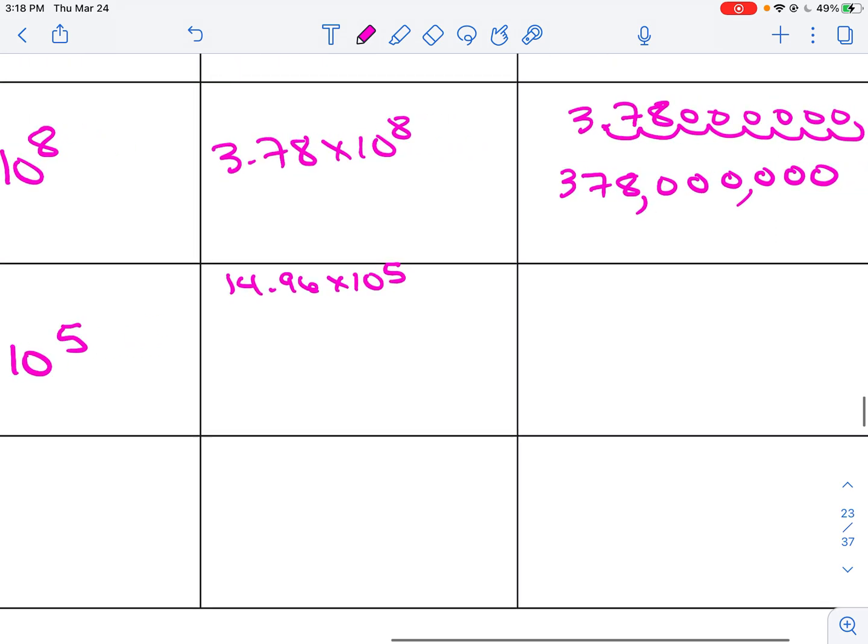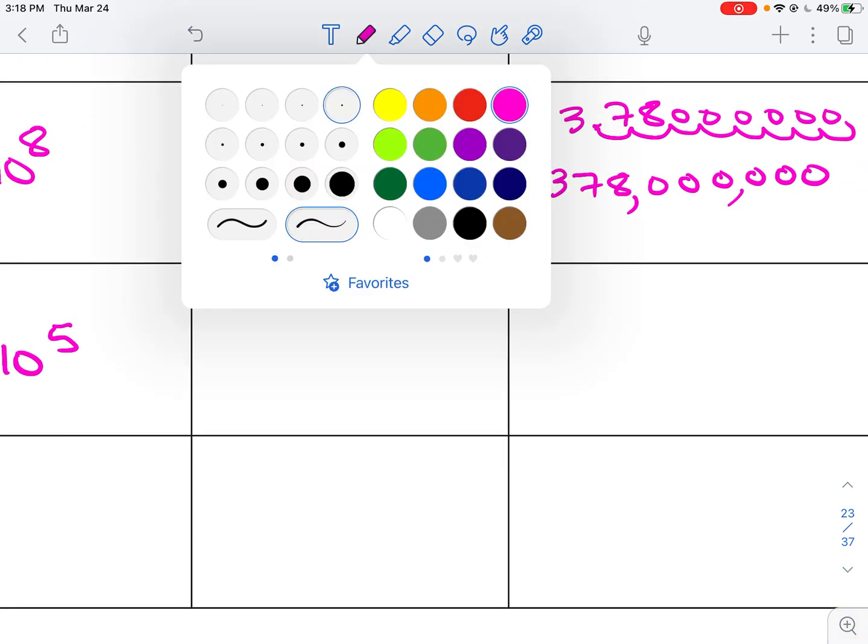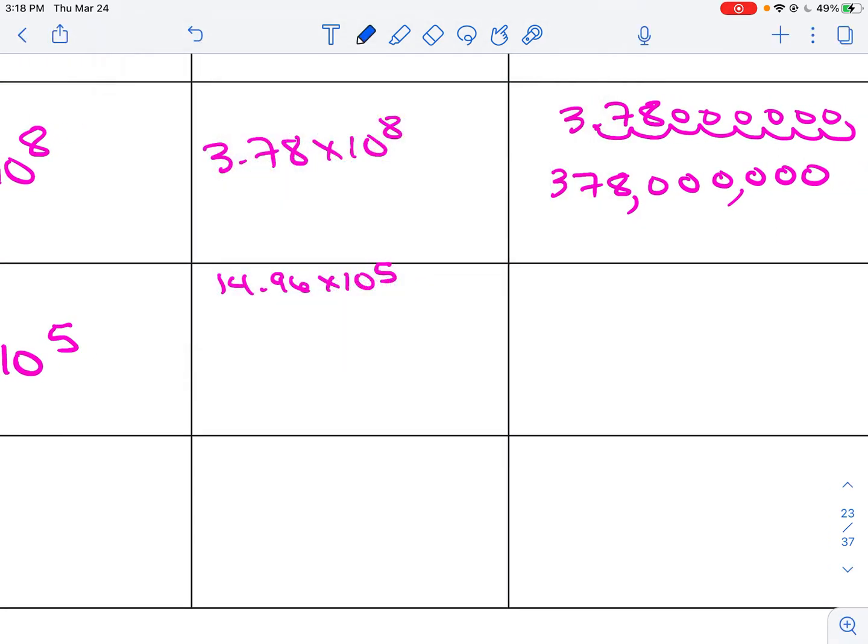Now, if I was going to write this just how it is, it's not in scientific notation though. That's the problem. You have to make sure that it's in scientific notation. I need to move this decimal spot over 1. Because I did that, I need to add 1 there. So 1.496 times 10 to the 6th power.